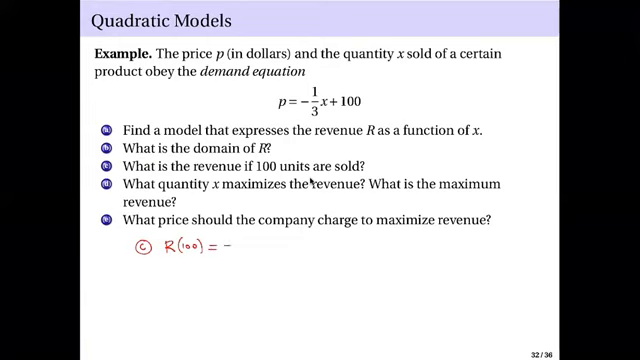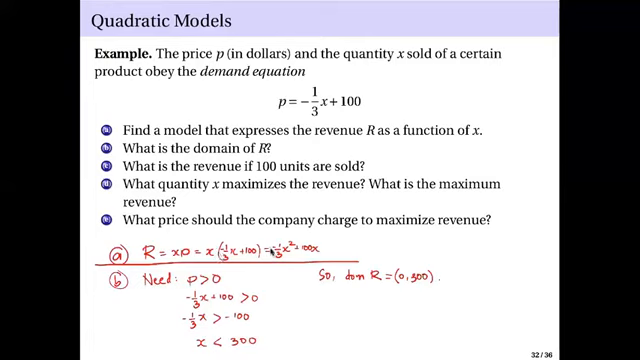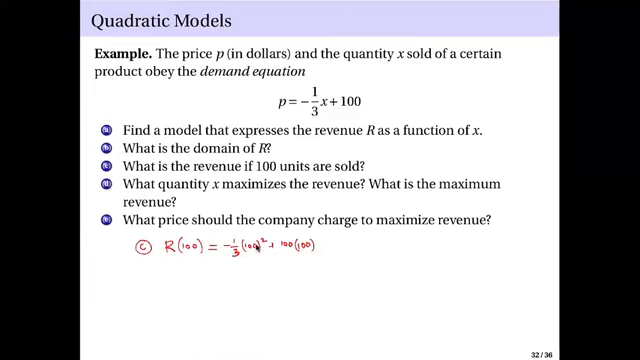So your equation is negative 1/3 times 100 squared plus 100 times 100. Okay? So we go back to that: negative 1/3 x squared plus 100x. That's why we have this equation. Negative 1/3 x squared, that's 100 squared, plus 100x, so 100 times 100.